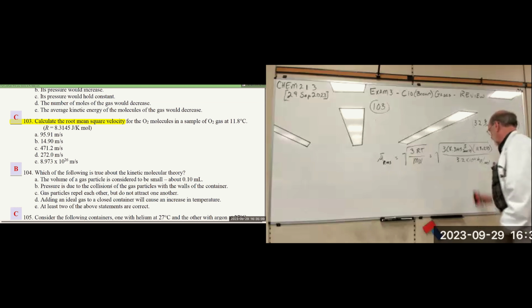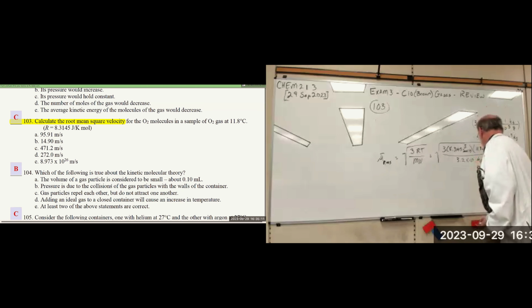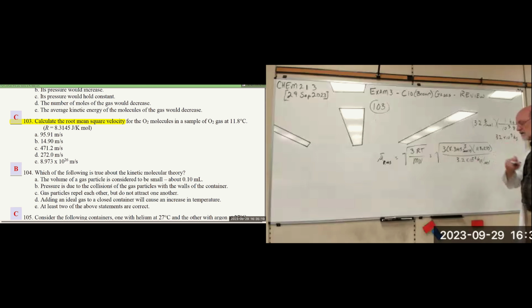Excuse me, that's wrong. This is in the denominator. It's a minus 3. 32 times 10 to the minus 3, move the decimal, it's minus 2. Correct? Or if you want to just save yourself some trouble, your calculator will accept 32 times 10 to the minus 3. Then if we do that calculation, the root mean square velocity should be 471.2 meters per second.